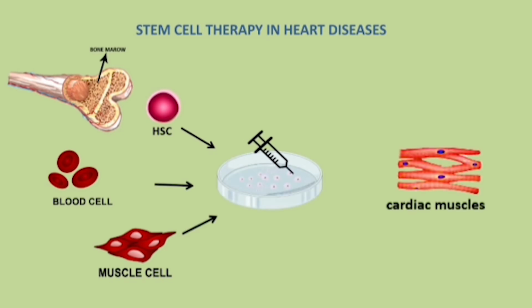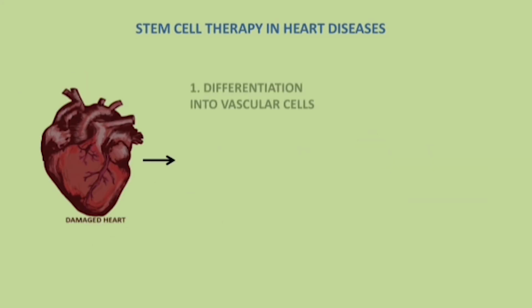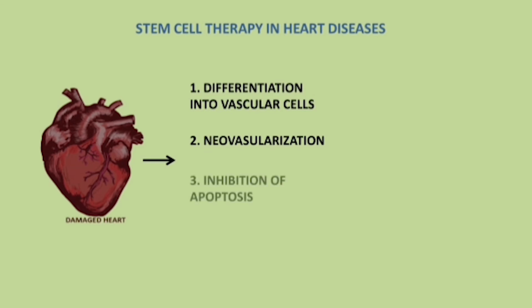These stem cells are then transplanted into the patient's heart muscles, which will differentiate into vascular cells, increase neovascularization, inhibit apoptosis, and inhibit hypertrophy, which in turn prevents several heart diseases.